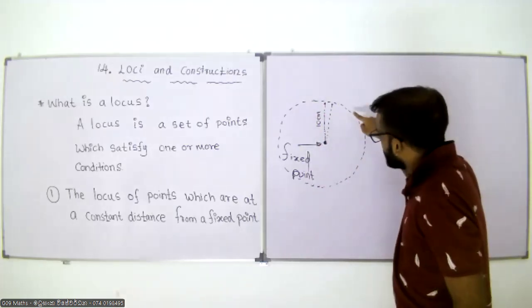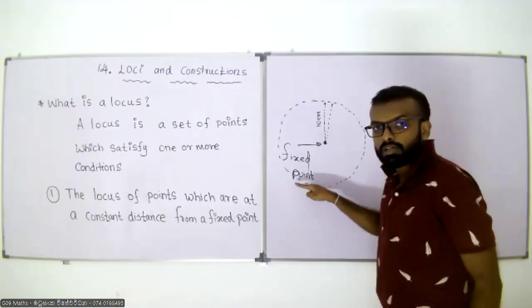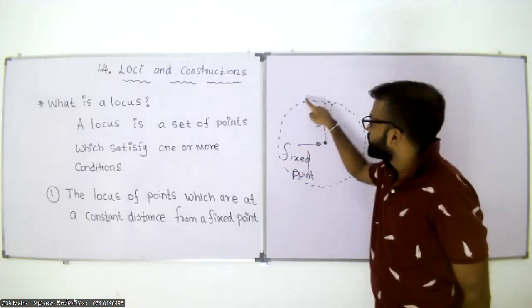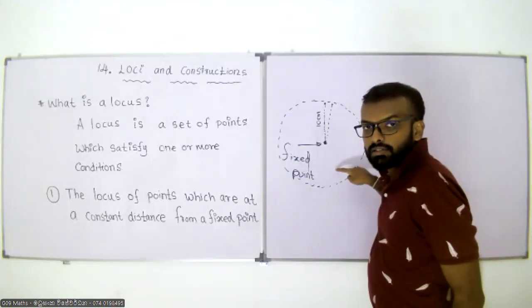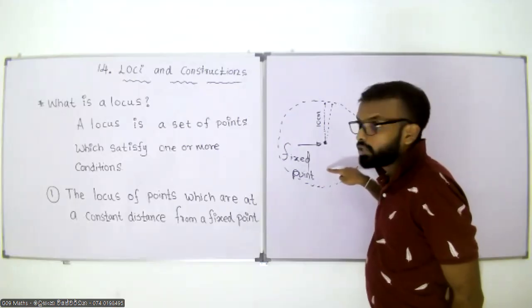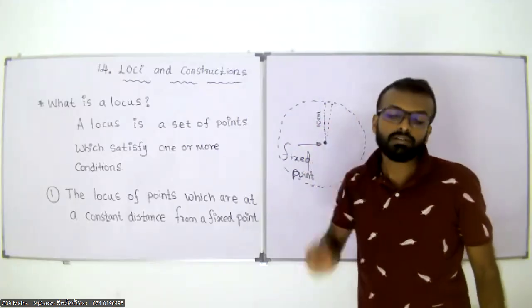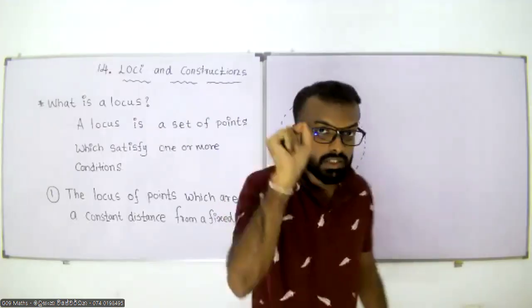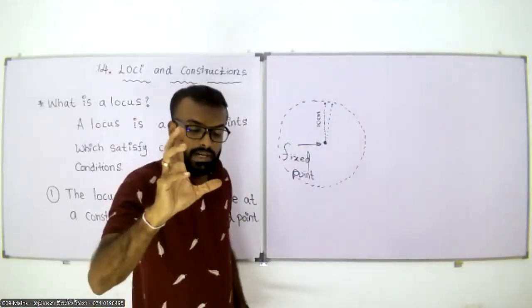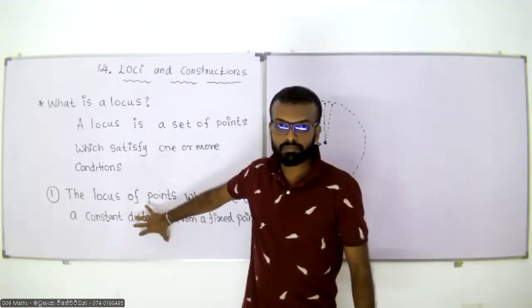So what can you construct? By joining these set of points, you can construct the locus called the circle. That is the logic behind this.